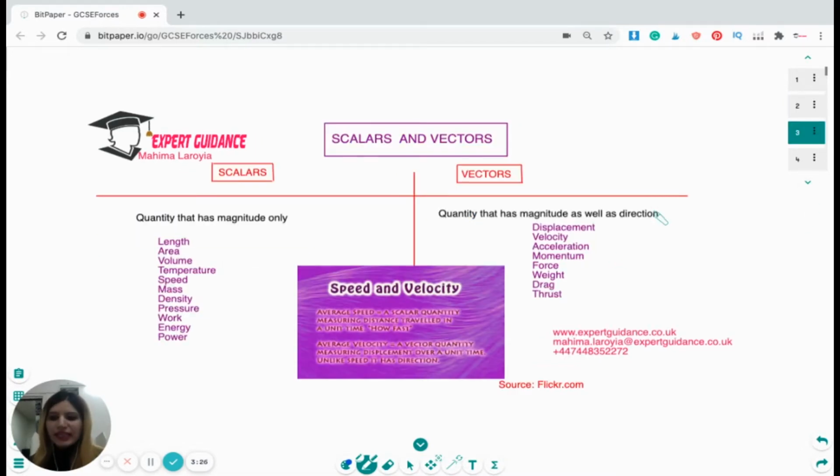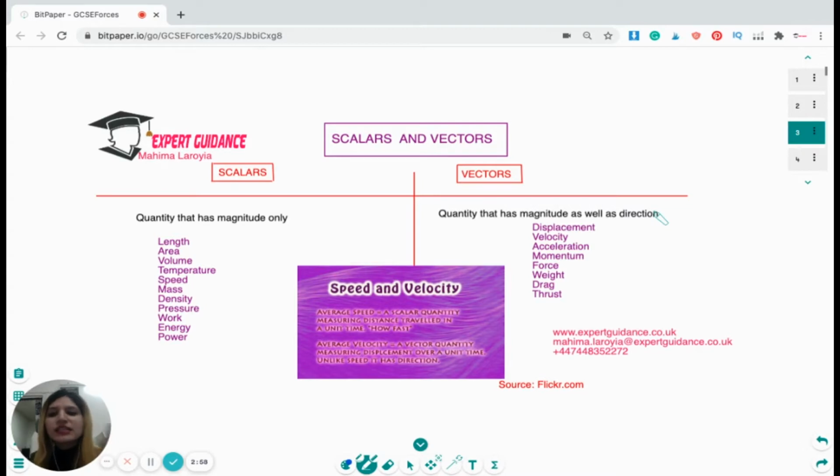Now, the first thing that you need to remember is what are scalar and vector quantities. We need to know the definitions of them and a few examples of them. In the exam, they can ask you as a normal question, what are scalar quantities? Give examples. What are vector quantities? Give examples. Or they can give you different quantities and ask you to classify them into scalars and vectors. So you should know what are scalar quantities and what are vector quantities.